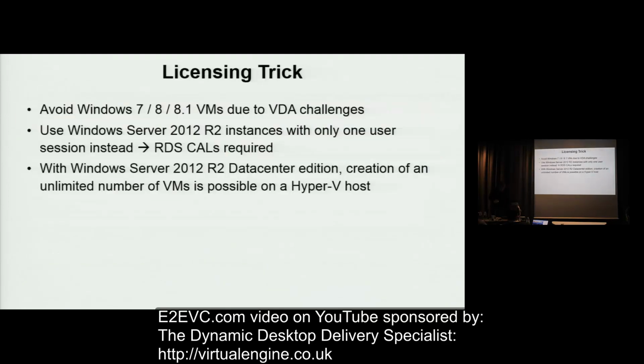But there's a licensing trick. And the best trick you can do is do not use Windows 8.1 or Windows 7 VMs. Just use Windows Server 2012 R2 with only one user logged in, because then it's RDS CALs. This is perfectly legal. This is what Amazon does. Azure does as well. And if you look at Login VSI, they found out that the scalability of the server operating system with only one user is 10% better than using Windows 7 or Windows 8.1. This is amazing. So the server OS is optimized to run from the cloud while the workstation OS is not.